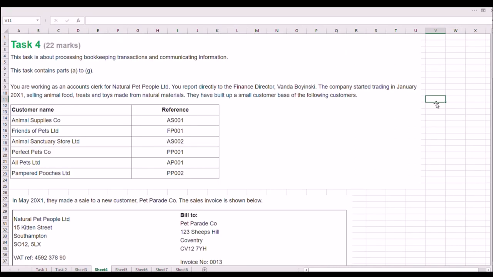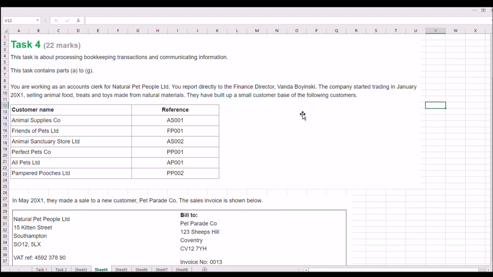Task four. This task was about processing bookkeeping transactions and communicating information. So in this one, we're going to get back into introduction to bookkeeping, and also principles of bookkeeping, controls in there. So we need a very strong knowledge of those two units, because you can see this is 22 marks. We're going to revisit those two units, and try to get all the marks possible, because this is the one place in this assessment where we can get 100% to give us a bit of a cushion against anything else.